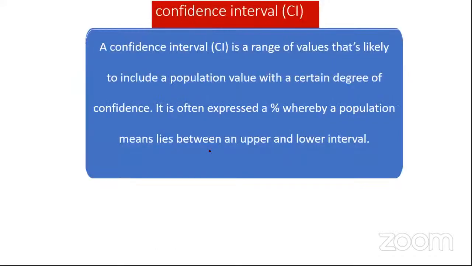So far, we've talked about the confidence interval, and we have the notes to read some of these concepts. I've done the general explanation. So go over the notes and see: a confidence interval is a range of values that are likely to include a population value with a certain degree of confidence. It is often expressed as a percentage whereby a population mean lies between an upper and lower limit. Like I said, between 45 and 60 for the example that we are doing.